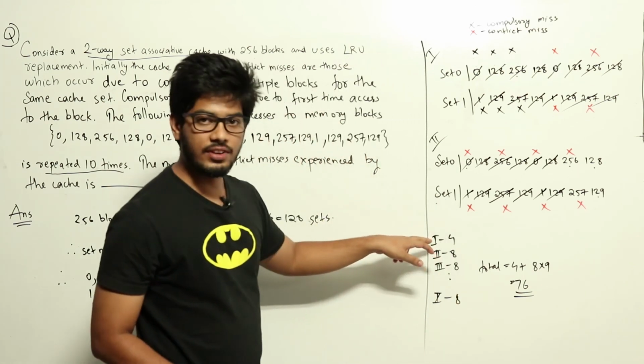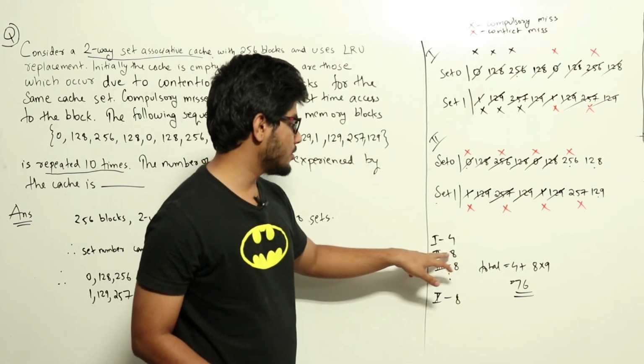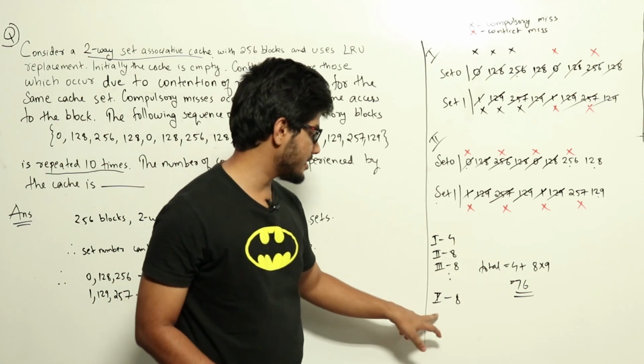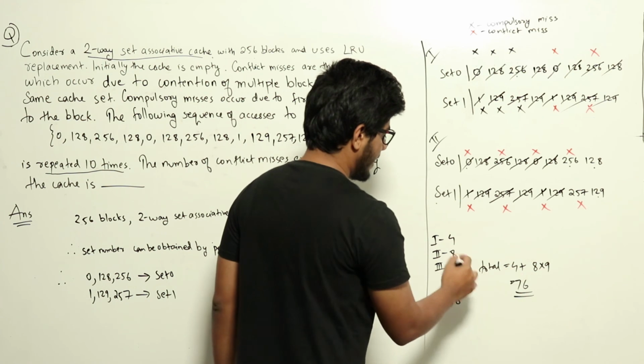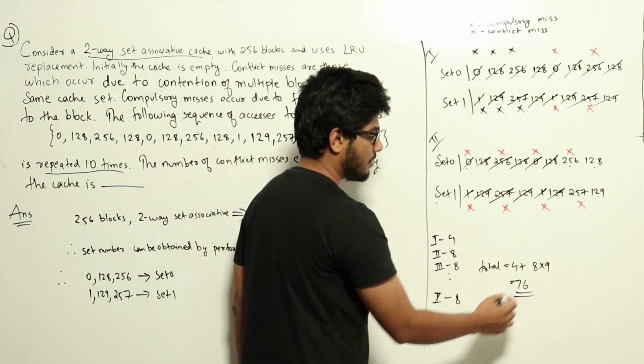So iteration 1 will give us 4 conflict misses. Iteration 2 will give us 8 conflict misses, up to iteration 10, which will give us 8 conflict misses. So the total is 4 plus 8 into 9 iterations, that is a total of 76.